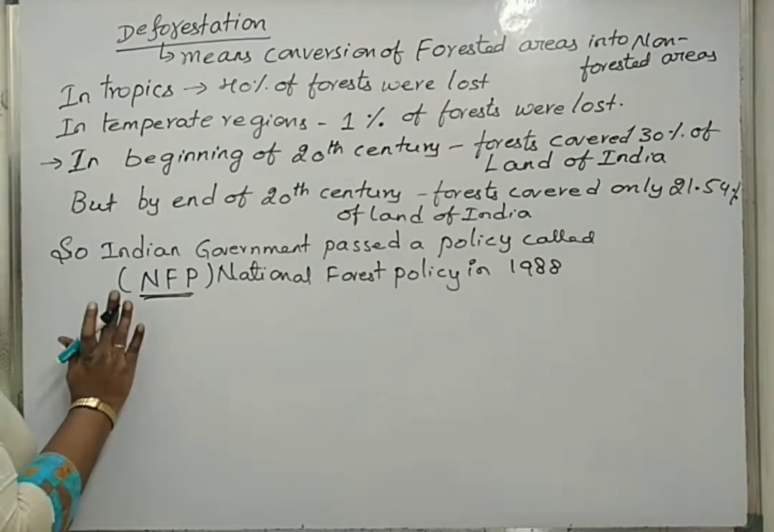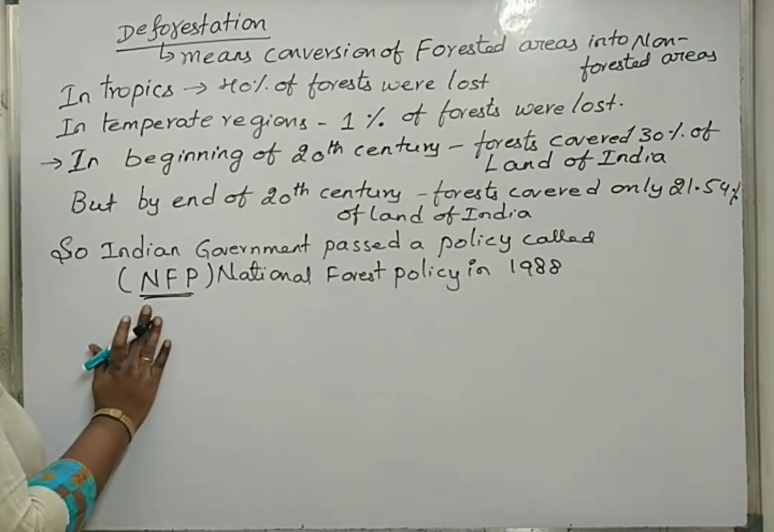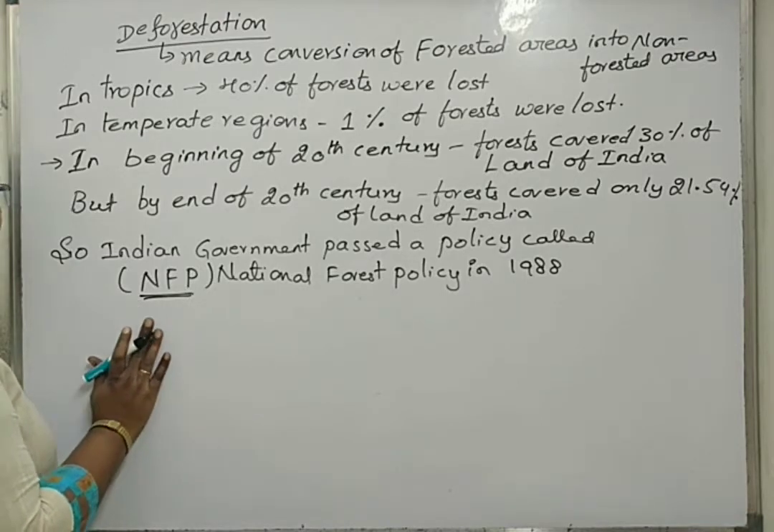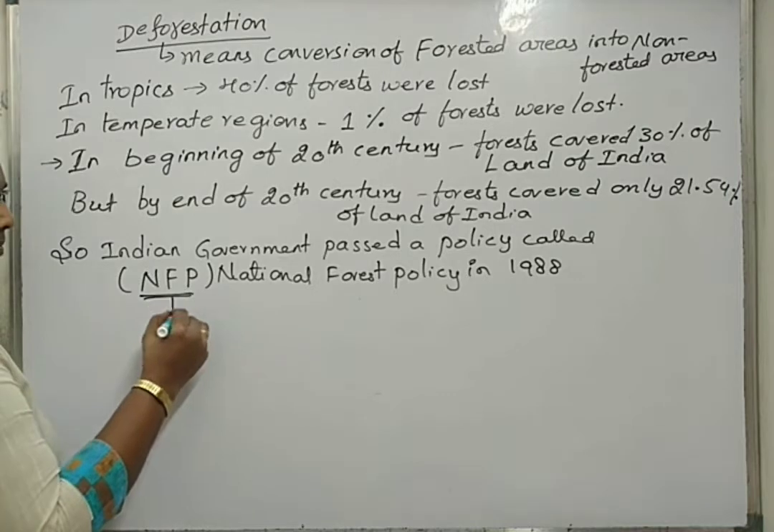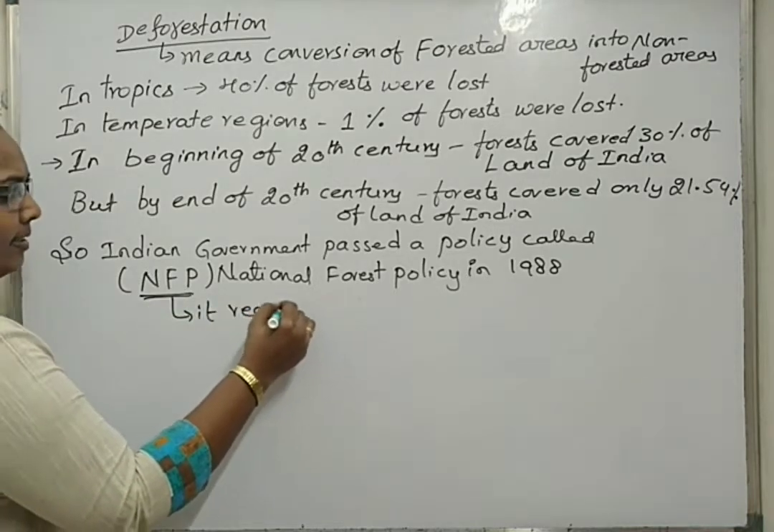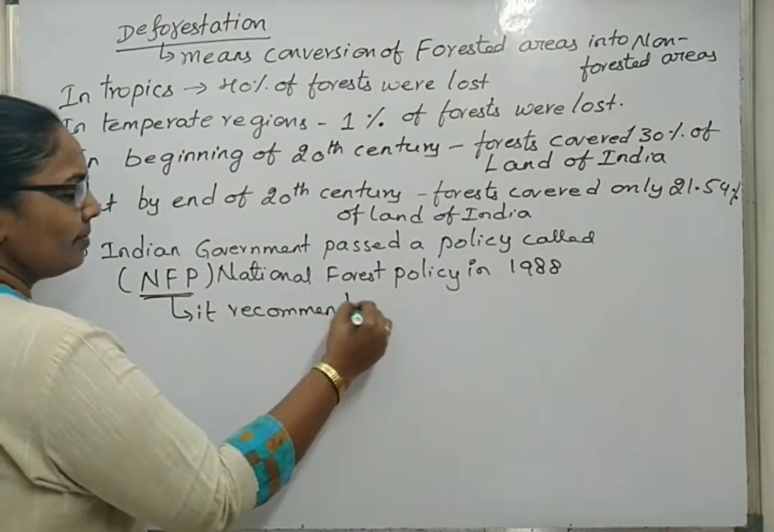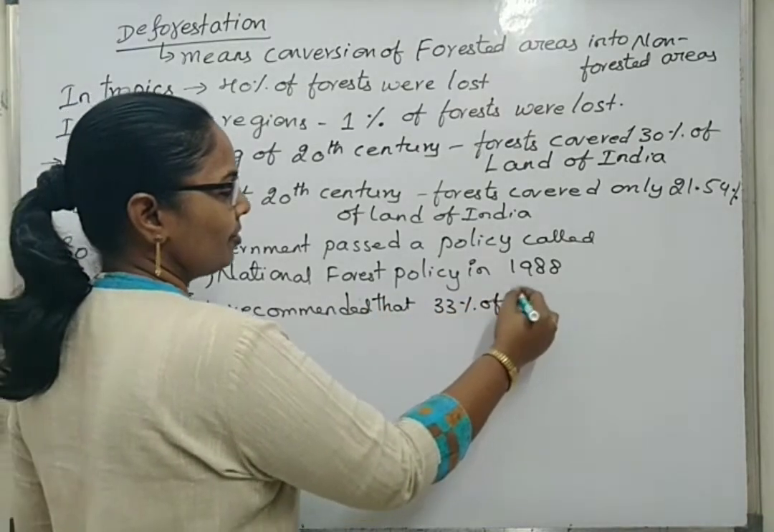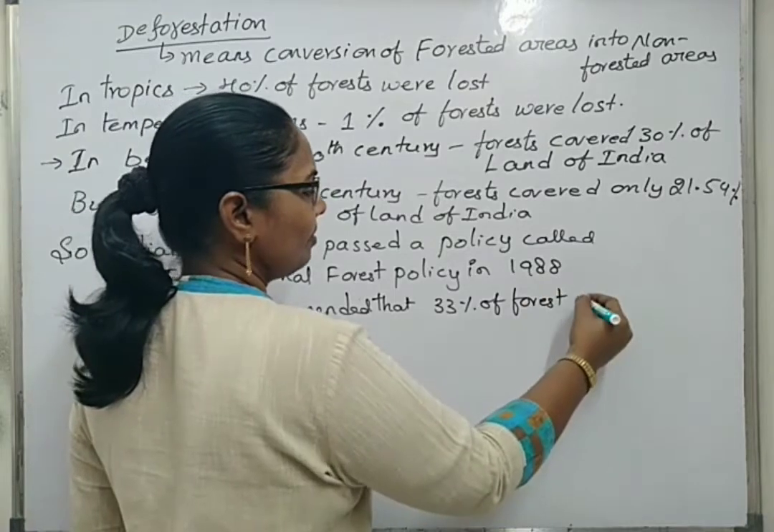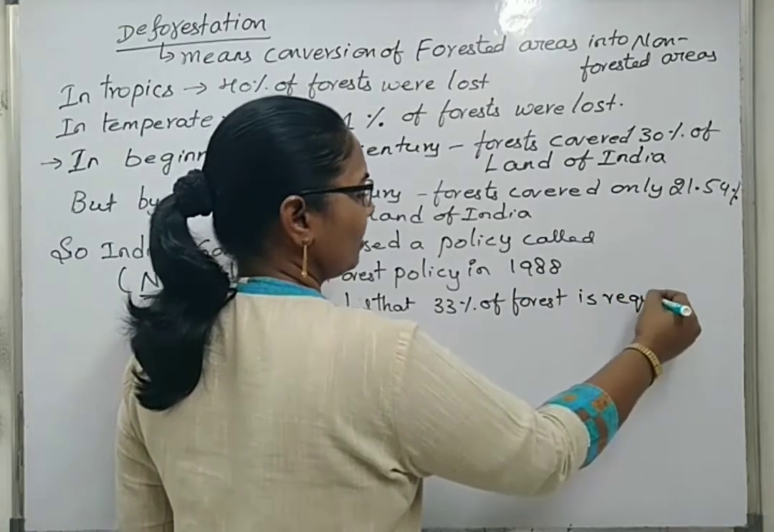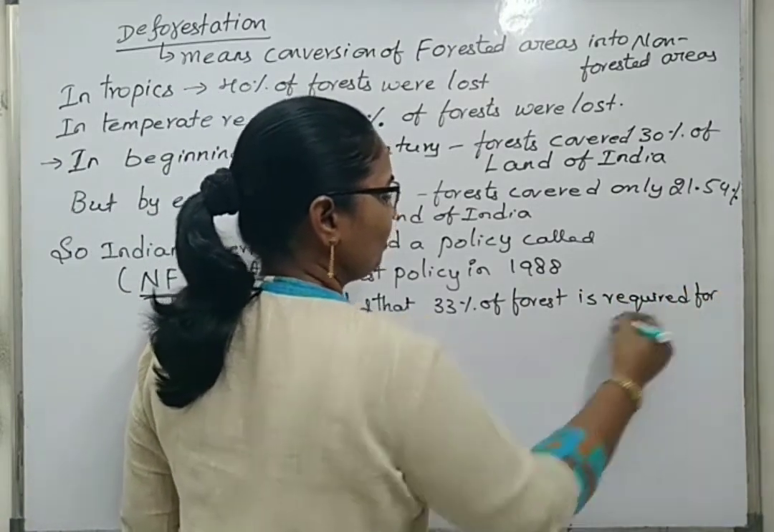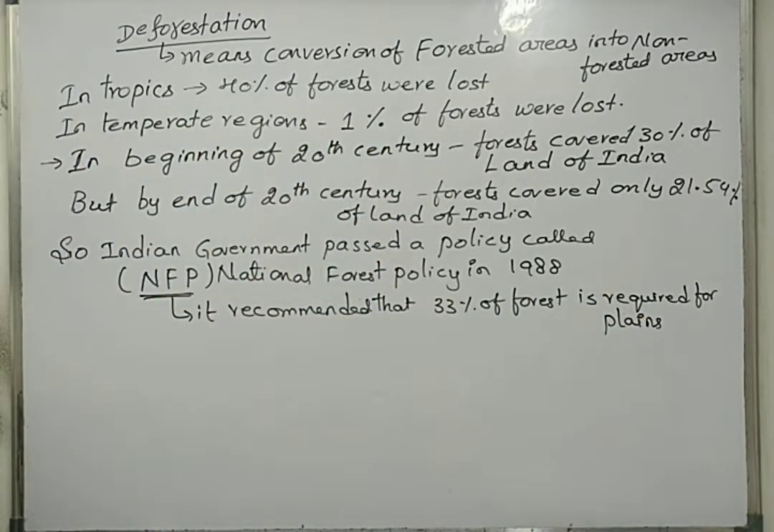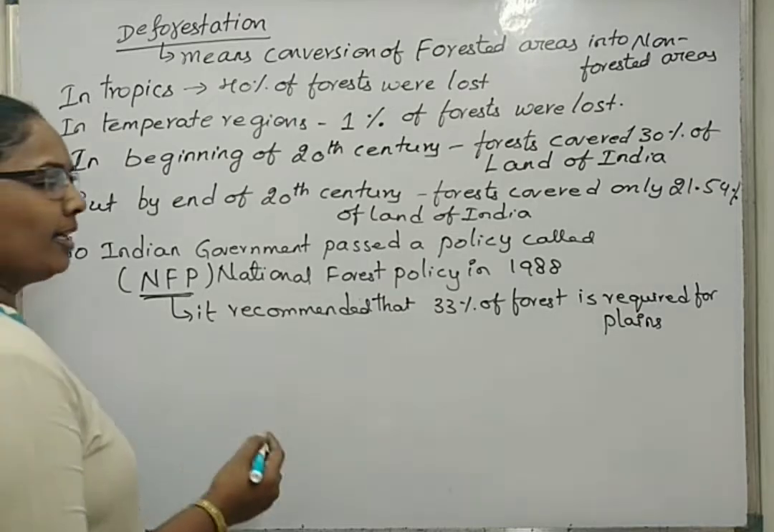This NFP, or National Forest Policy, recommended that 33% of forest is required for plains and 67% of forest is required for hills.